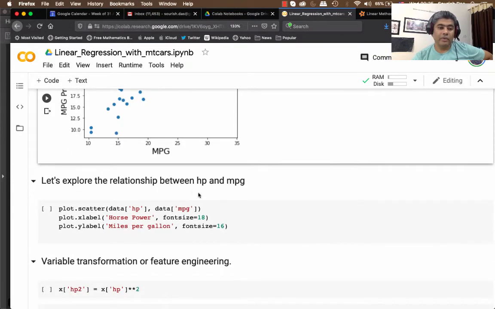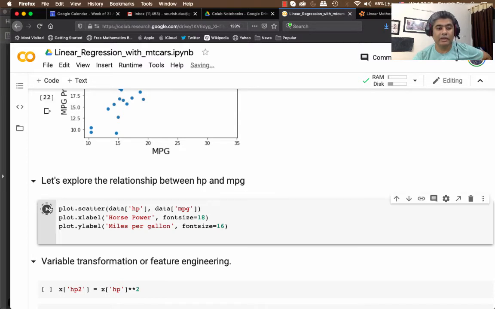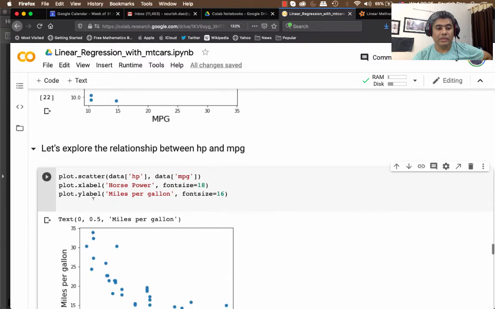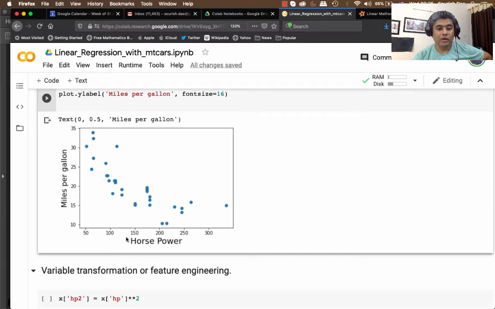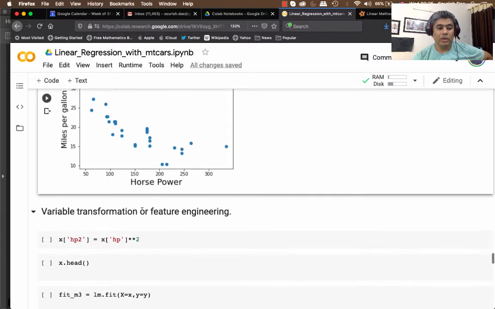Now let's explore the relationship between the horsepower and the miles per gallon. If you run this, what we have is horsepower on the x-axis and miles per gallon on the y-axis. So we can see there is a quadratic relationship between the two. So what we do is we add a new engineered variable called hp2 for horsepower squared.